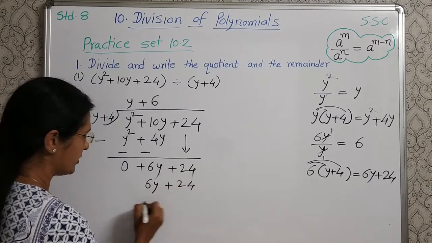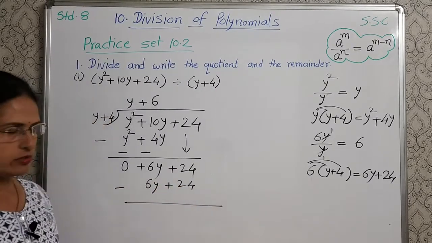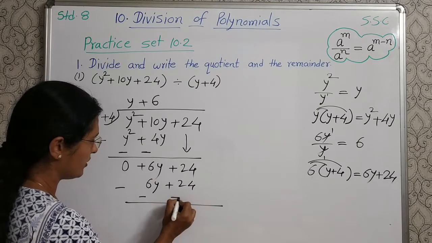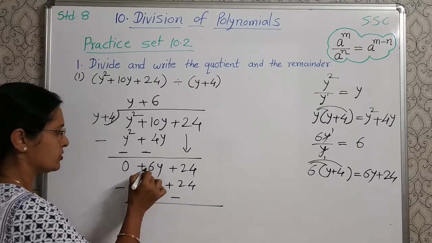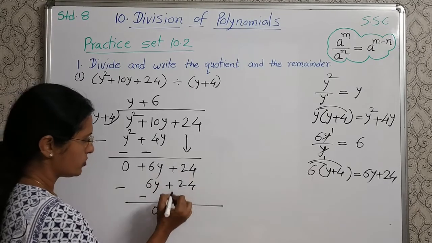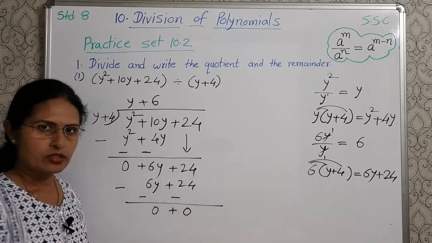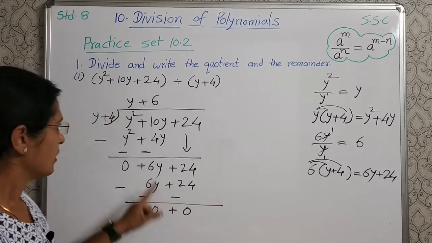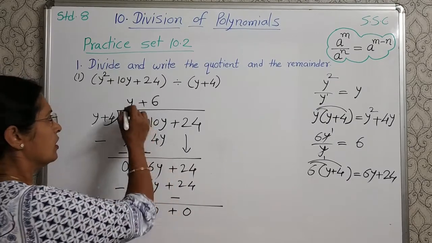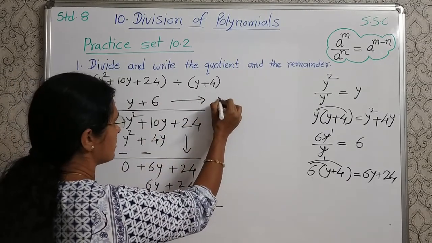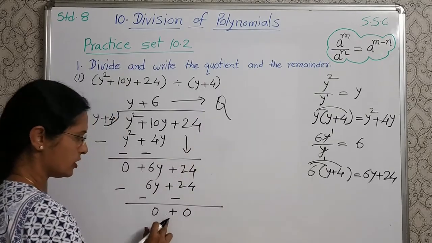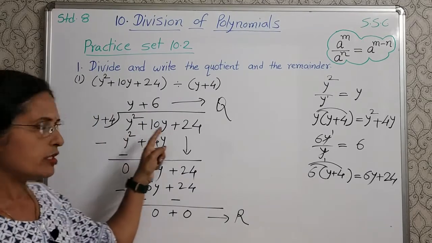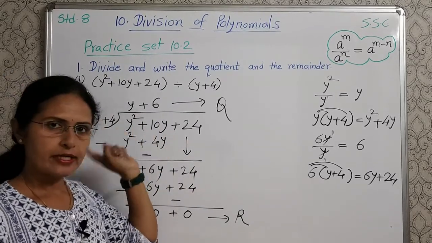6y plus 24. And now subtract it. Change the signs. Plus 6y will become minus 6y. Plus 24 will become minus 24. Now 6y minus 6y is 0. Plus 24 minus 24 is also 0. Now we got the remainder 0. So the division ends here. So in this division, y plus 6 is the quotient and 0 is the remainder. And this is how we solve the division of polynomial divided by binomial.